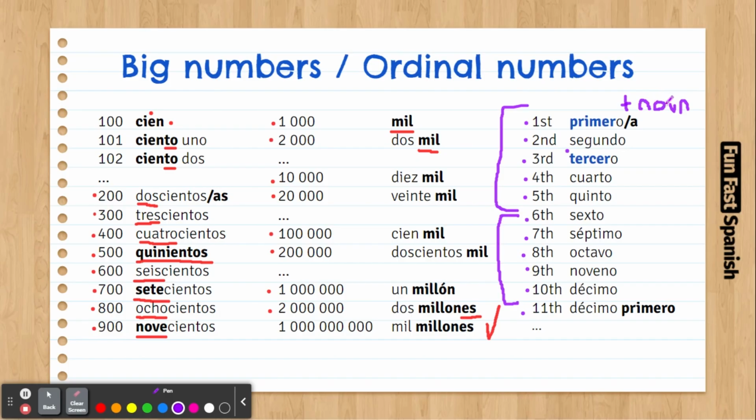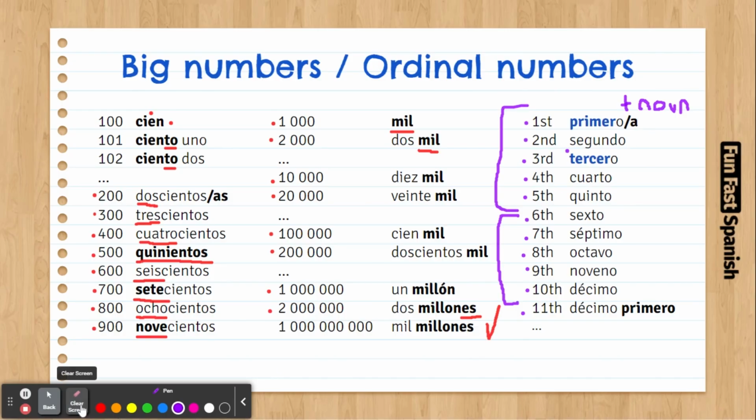If you put the noun afterwards, and if it's masculine and singular, it's going to be primer or tercer. If you don't put the noun, it's normal. Primero, tercero. El primero, el tercero, the first one, the third one. All these can be feminine. It could be primera, segunda, tercera, cuarta, quinta, sexta, if you're talking about a female thing.